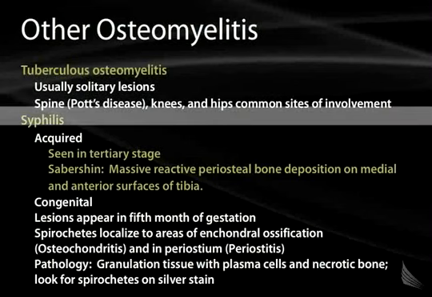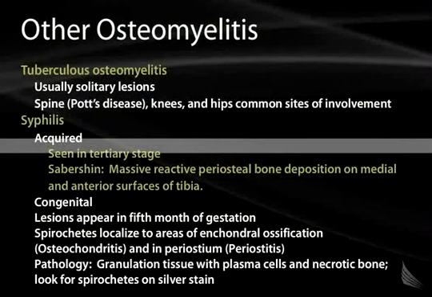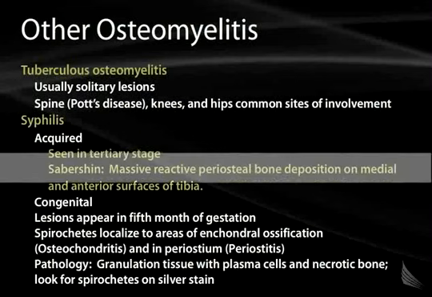Syphilis. With this disorder, what one needs to concern oneself with is whether you're dealing with acquired syphilis or the congenital form. In acquired syphilis, changes to the bone and osteomyelitis will be seen in the tertiary phase of the disease. Remember when we were talking about syphilis in the lectures on the male and female reproductive system, we divided it into primary, secondary, and tertiary phases. So in the tertiary phase of syphilis, what one will see often is something termed saber shin, where there is a massive periosteal bone reaction with deposition of bone on the medial and anterior surfaces of the shin.